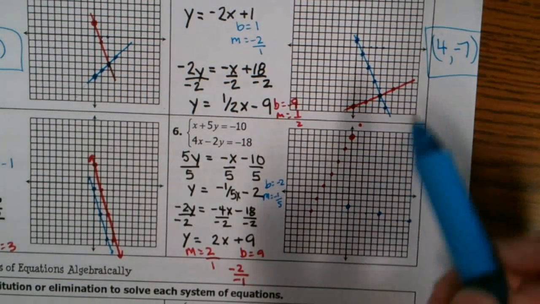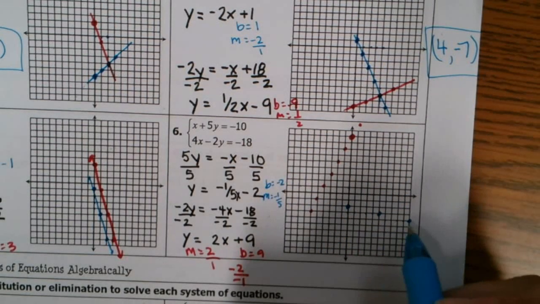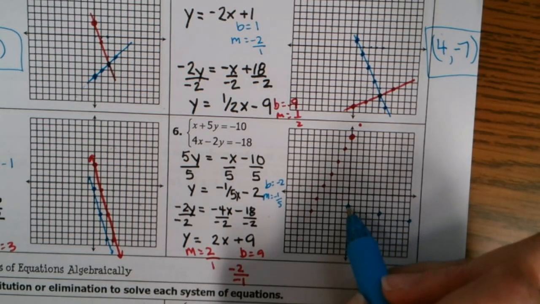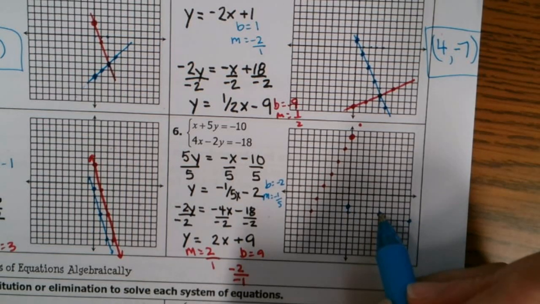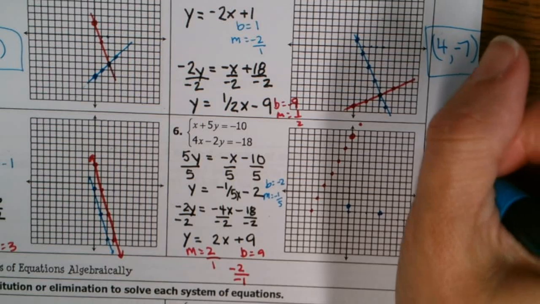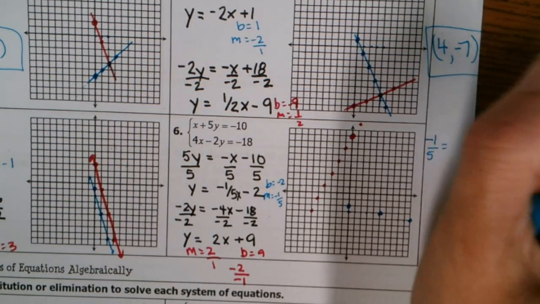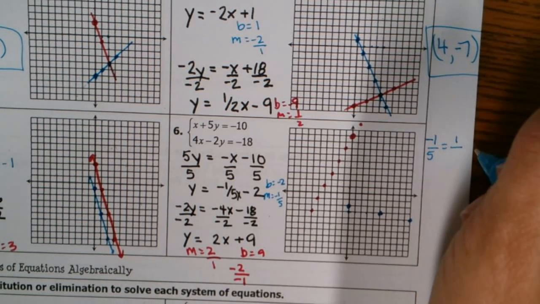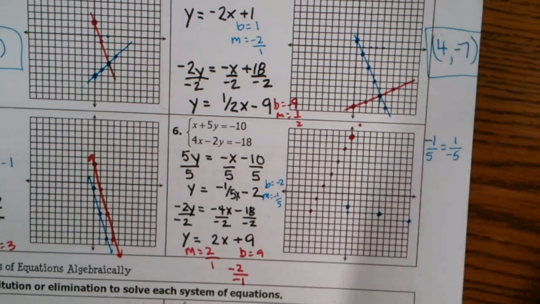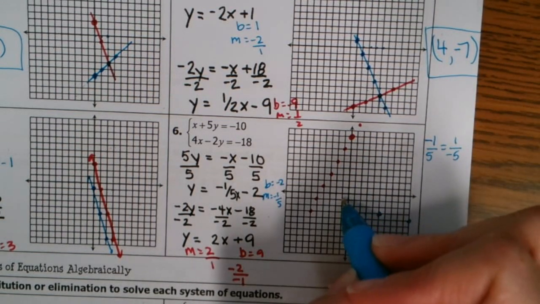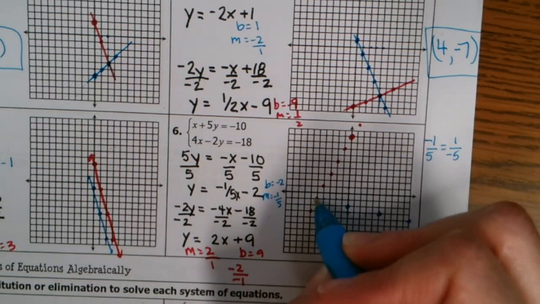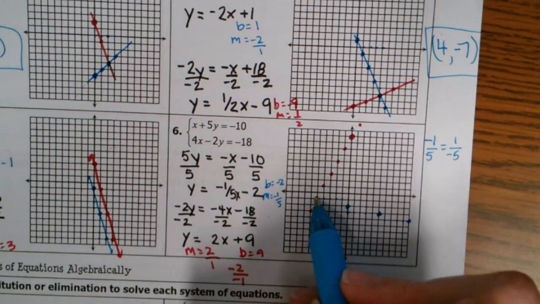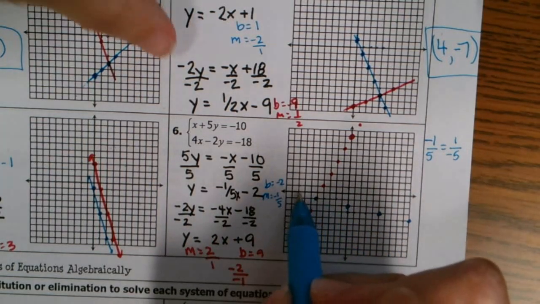Okay, so I've got my red dots finished. I need to go back and finish these. I went down 1, right 5. So if I go down 1, right 5, that's the same as going up 1, left 5. So up 1, 1, 2, 3, 4, 5, left 5. This is the point they're going to meet at.